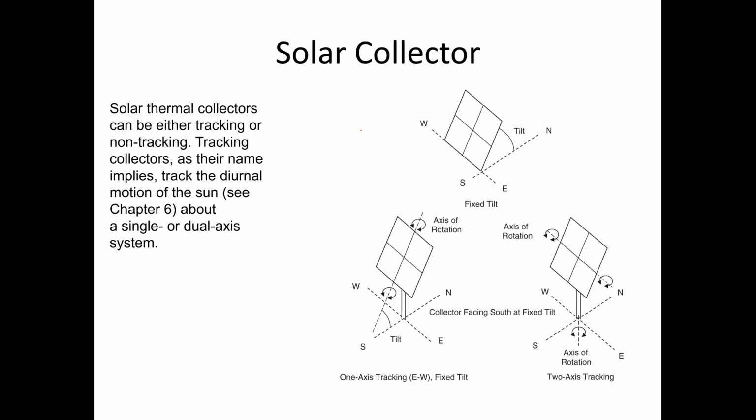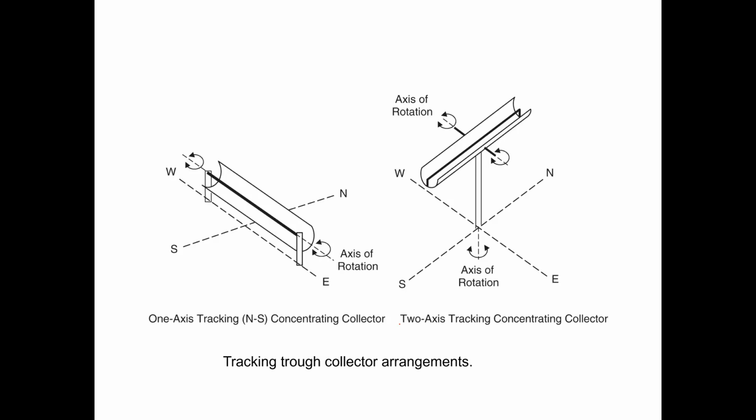These solar collectors, any of the solar collectors, can be either tracking or non-tracking, right? Tracking collectors, as their name implies, track the motion of the sun about a single or dual axis, right? So you can have here an axis of rotation as well as control the tilt angle to make sure that it follows the sun's path in order to collect the sun's energy as best as possible. You also have tracking trough collectors too, which basically do the same thing with an axis of rotation in this direction, as well as an axis of rotation about the axis of the water pipe.